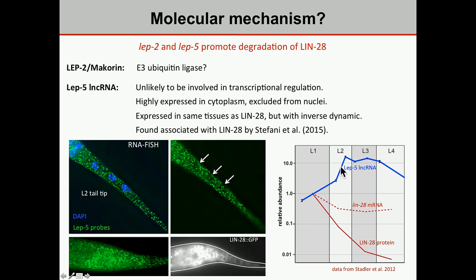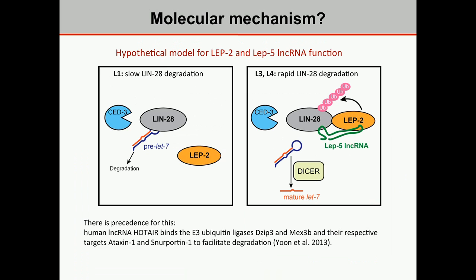It is expressed, however, it's upregulated when LIN-28 goes down. It has been found to directly interact with LIN-28 in CLIP-seq experiments. So we think that LIN-28 and LEP5 interact directly. And here's my model real quick. We think that LEP5 is acting as a scaffold to bring together LIN-28 and LEP2 and allow LEP2 to ubiquitinate LIN-28.